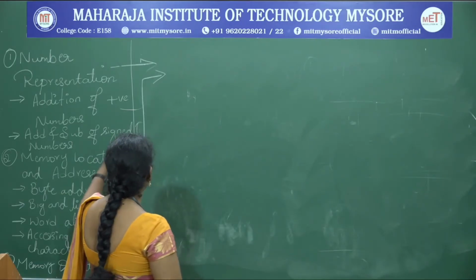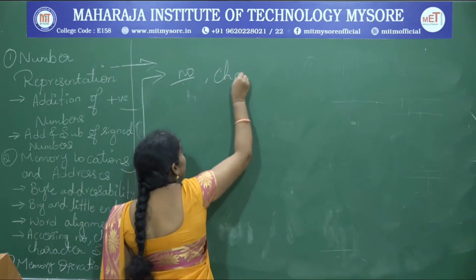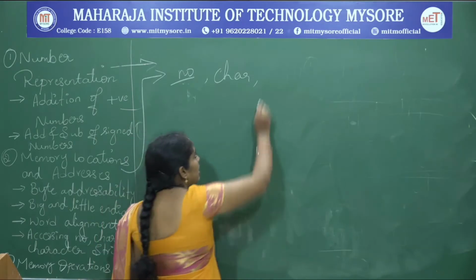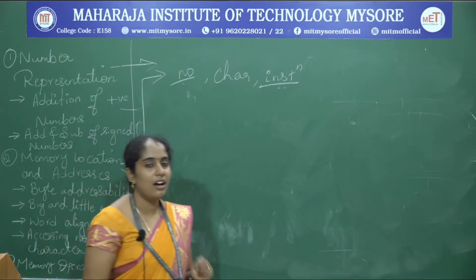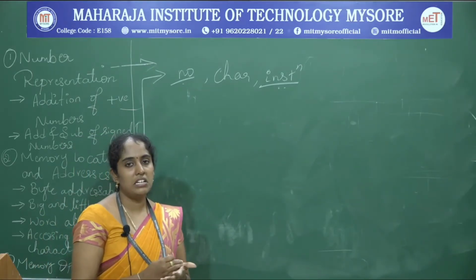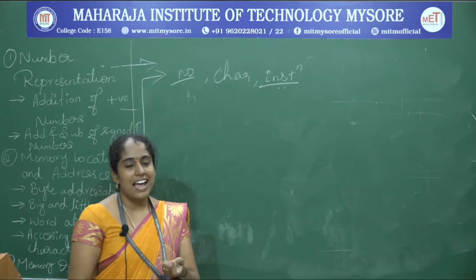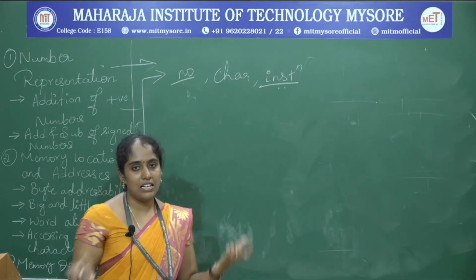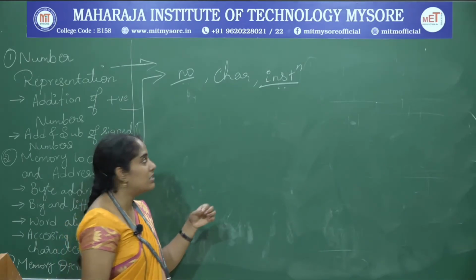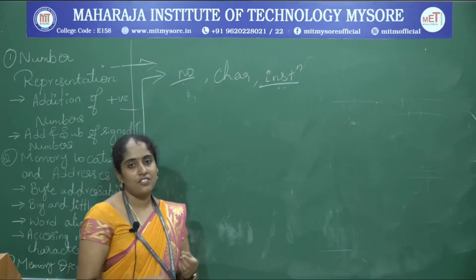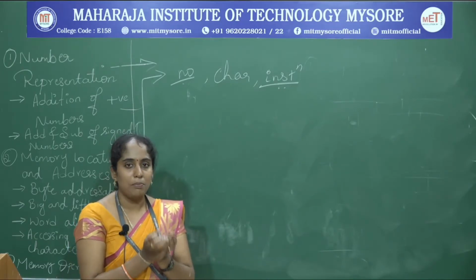So here we have numbers, characters, and some set of machine instructions, right? You need to store these in the memory. How? The main memory will be divided into millions of cells, and each cell contains one bit. To represent any number or character, one bit is not enough. So we group the bits into n bits.